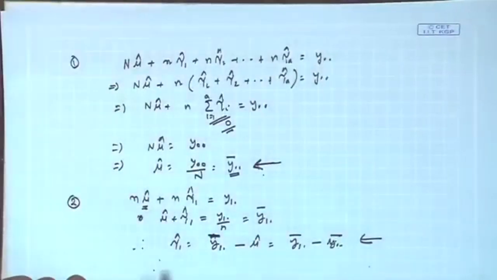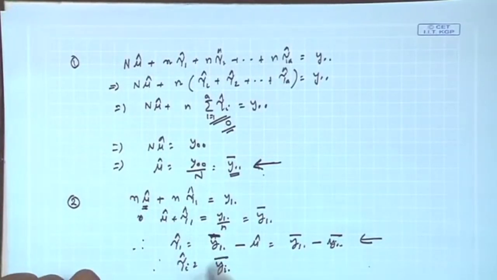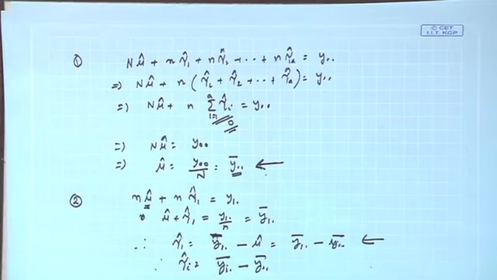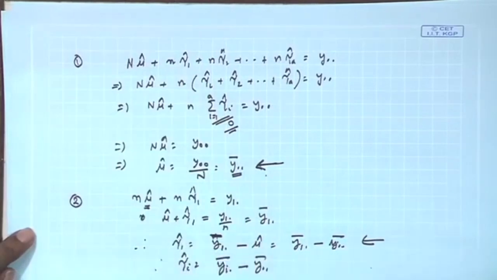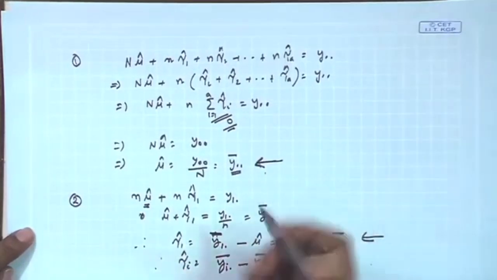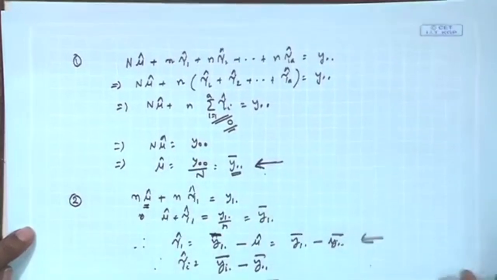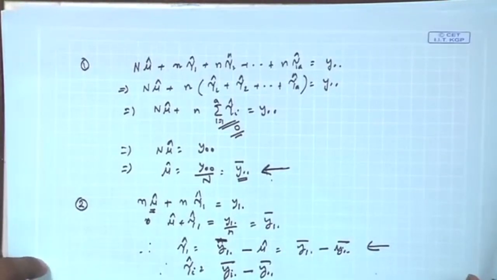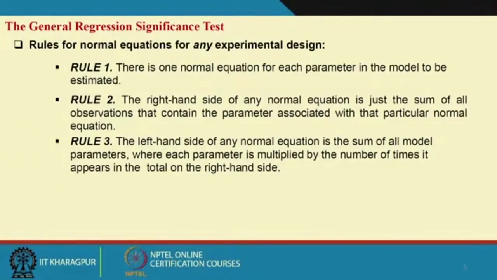So, in general, from this equation we can say tau i cap equal to y i dot average, the ith average, minus this grand average. This is the estimate you have seen earlier. Now, if I know all the tau and mu estimates, then the residuals will also be known from the primary equation, y i j equal to mu plus tau i plus the error. Okay. So, these are the rules.